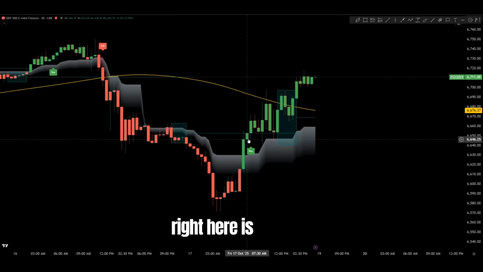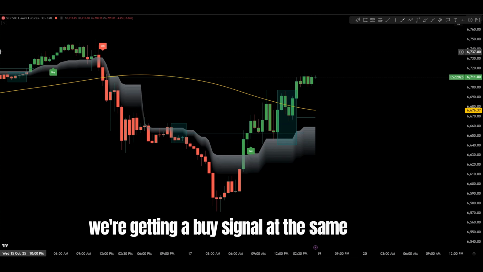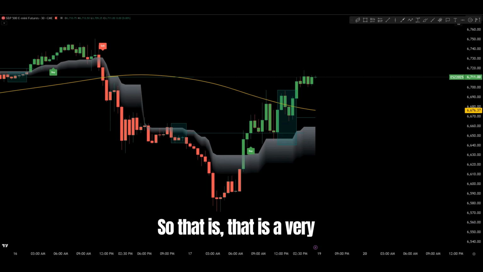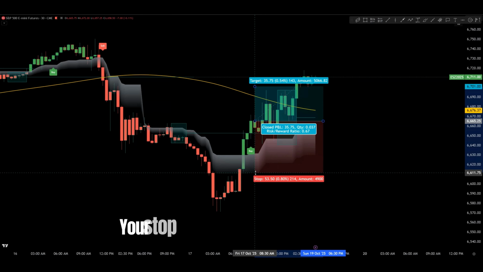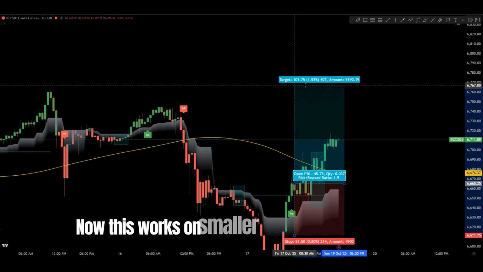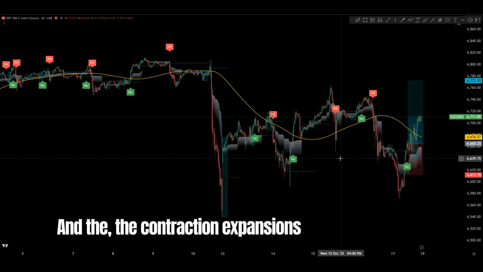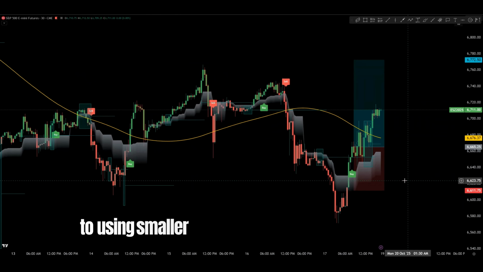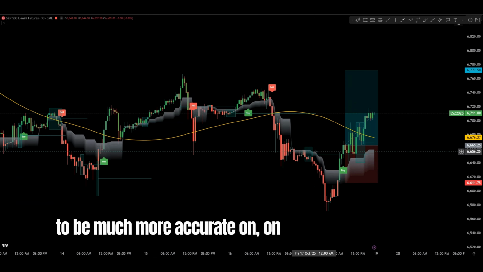Again, right here is Friday, so we break through the expansion line, we're getting a buy signal at the same time. So that is a very good signal to take a long on. So you could actually take this long. Your stop would go under the zone, and we would push up. Now this works on smaller time frames as well, and the contraction expansions will change over to using smaller time frames, but they're going to be much more accurate on higher time frames.